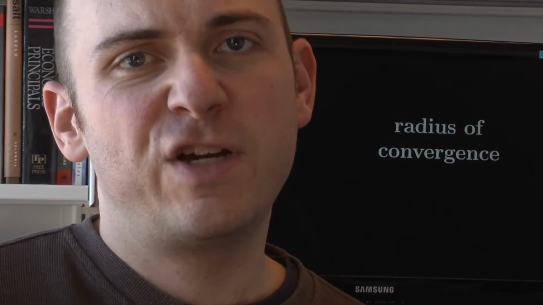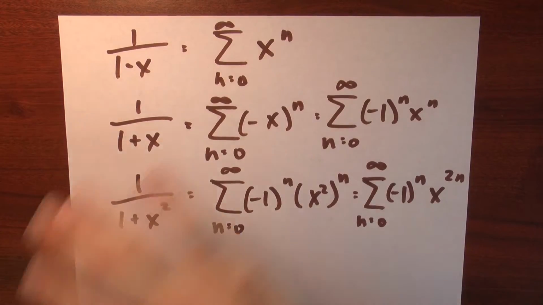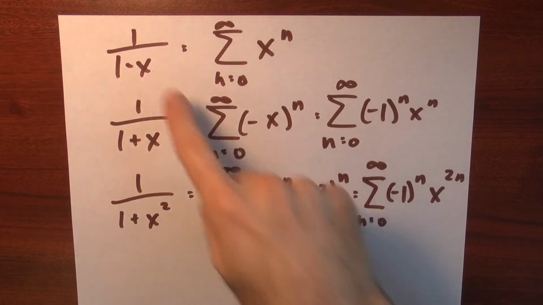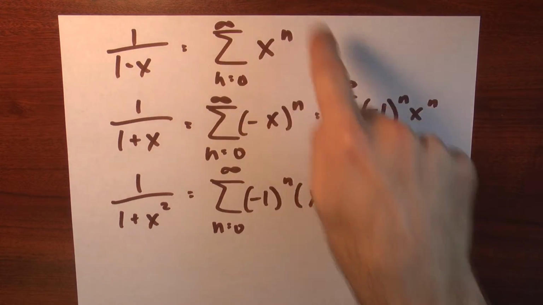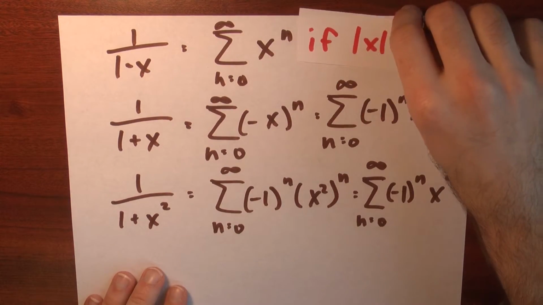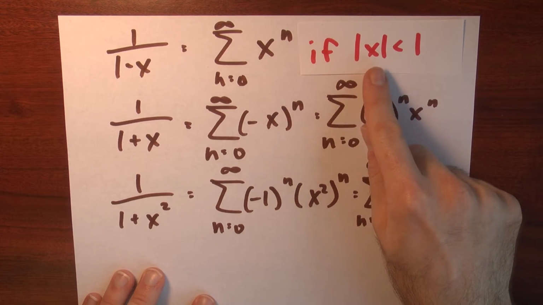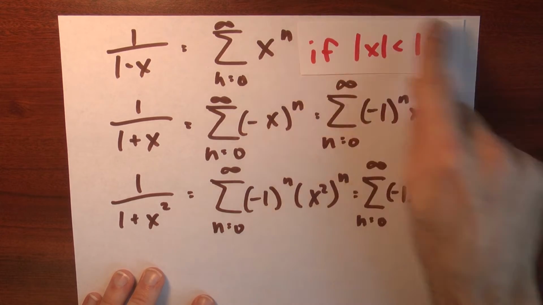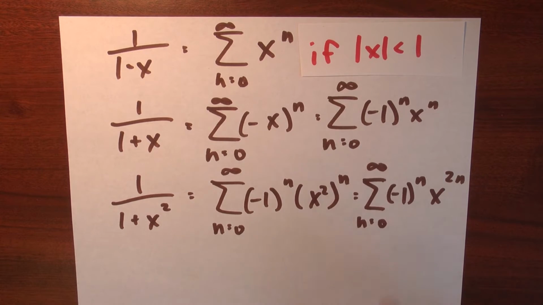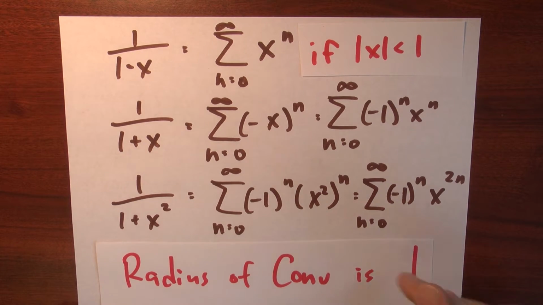What's the radius of convergence of that power series? I was being super sloppy when I wrote this out. I wrote 1 over 1 minus x equals this power series, but that's not true unless I include this statement. I should have written this down: if the absolute value of x is less than 1. And if that's true, then these are equal. The radius of convergence of this series for 1 over 1 plus x squared is also 1.